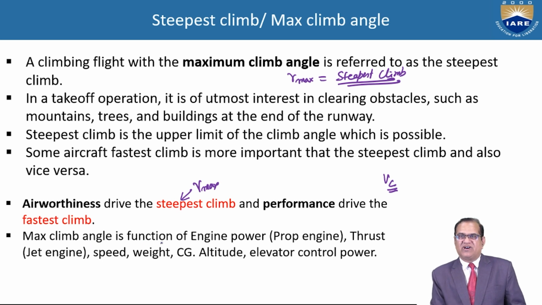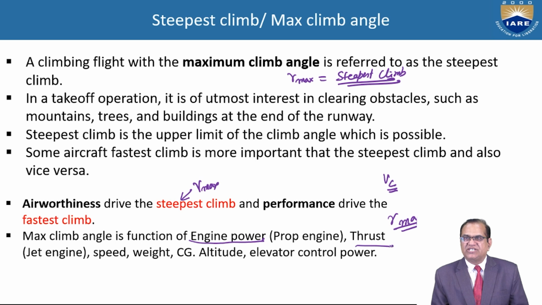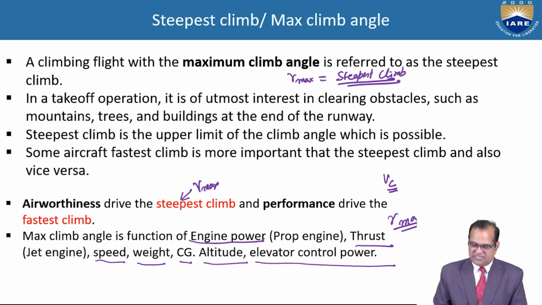Maximum climb angle is a function of the engine power, that is for a propeller engine, and thrust, that is for a jet engine, speed, weight, CG, altitude, elevator control, and so on. So maximum climb angle, that is gamma maximum, depends upon the engine power, then thrust, then speed, weight, CG location, altitude, elevator control power. These are the parameters which affect it.